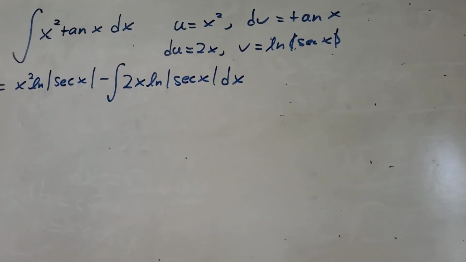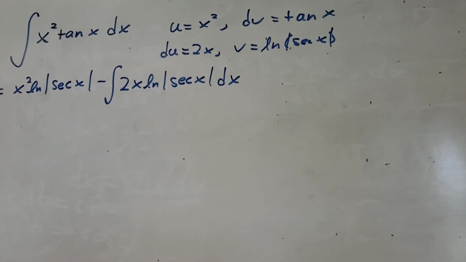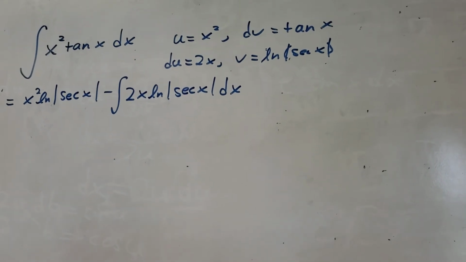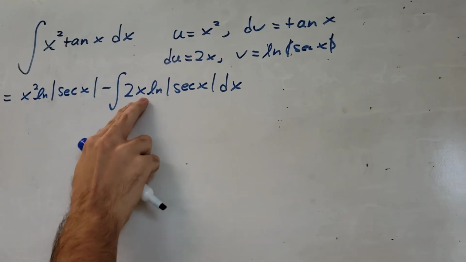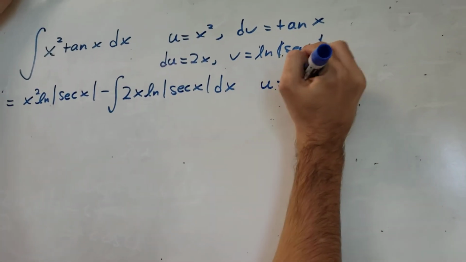Alright, so now obviously we can't integrate this guy yet, but we can integrate it if we simply do the process again. So here we go. We have two functions being multiplied, the 2x and natural log of secant x. So our u in this case is going to be 2x.